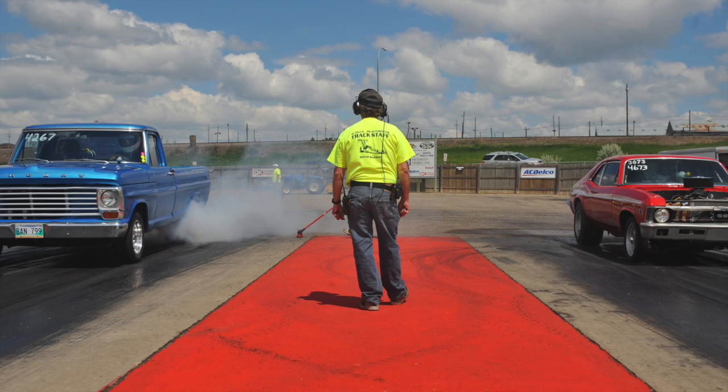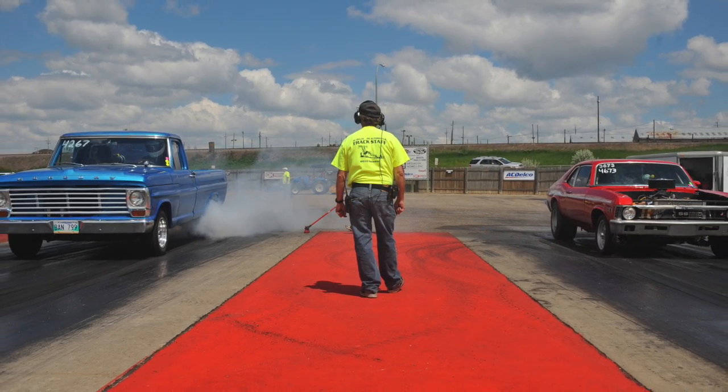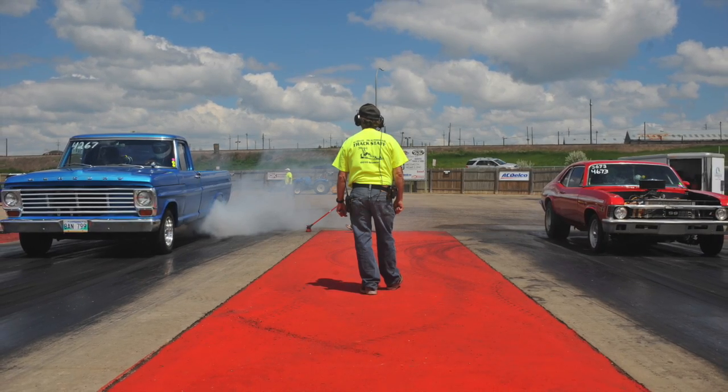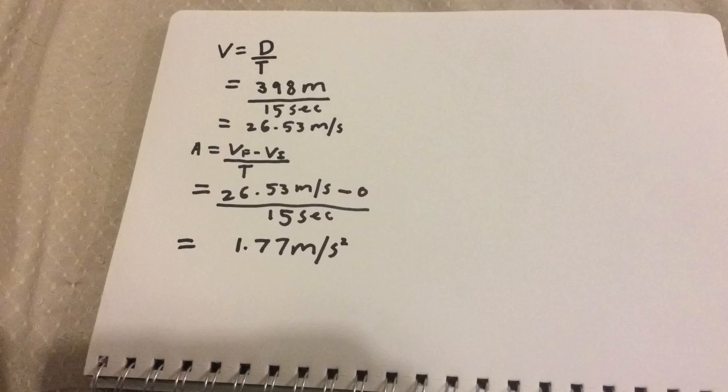To calculate the acceleration of the drag car, we subtract the initial velocity from the final velocity and then divide by the time it takes. In this case, we subtract 0 from 26.53 and divide by 15 to arrive at 1.77 meters per second squared.